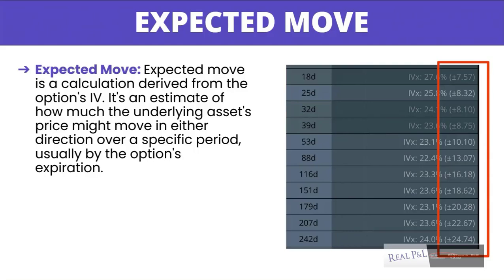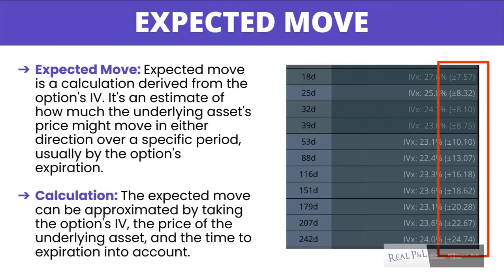So expected move is a calculation derived from the option's implied volatility. It's an estimate of how much the underlying asset's price might move in either direction over a specific time period, usually by the option's expiration date. The expected move can be approximated by taking the option's IV, implied volatility, the price of the underlying asset, and the time that it has until it will expire.